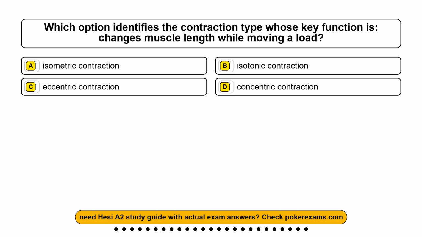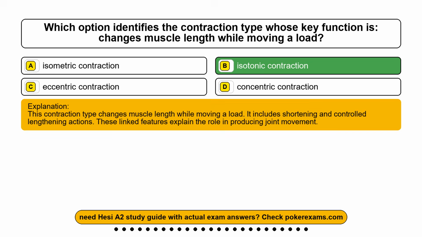Question 18. Which option identifies the contraction type whose key function is changes muscle length while moving a load? Option A, isometric contraction. Option B, isotonic contraction. Option C, eccentric contraction. Option D, concentric contraction. The correct answer is option B, isotonic contraction.